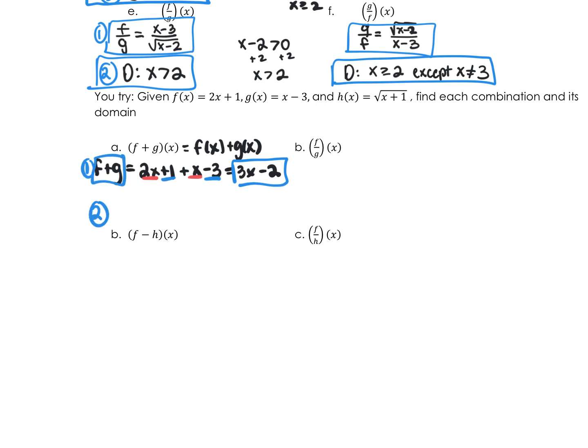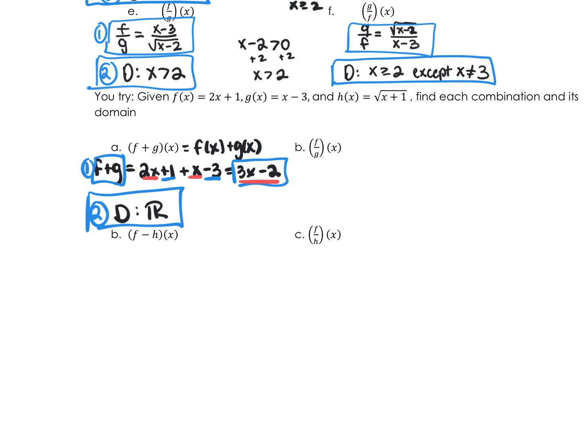And then we're going to take this answer and look at the domain of this guy right here, our answer. So is there any square roots? No, there's no square roots. So we'll start with all real numbers. And then we just need to see if there's any exceptions. Are there any denominators? No. So there's no exceptions. So this is our domain.